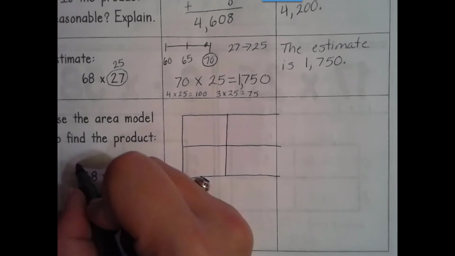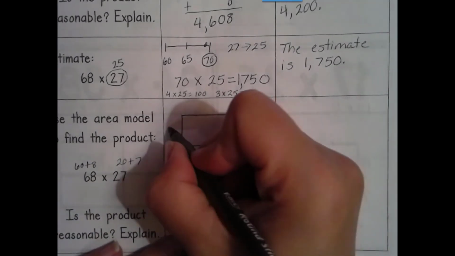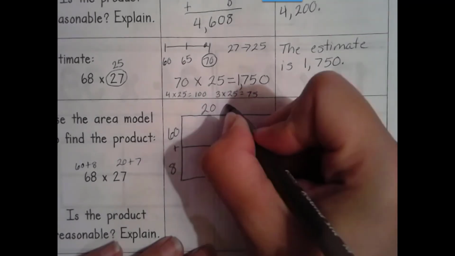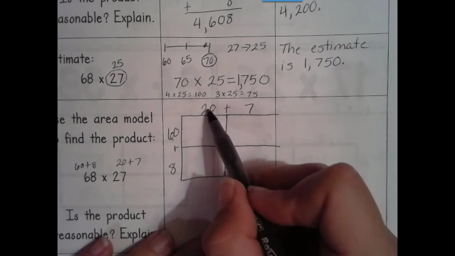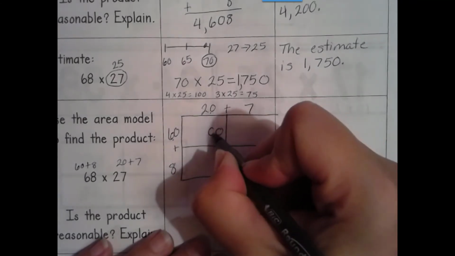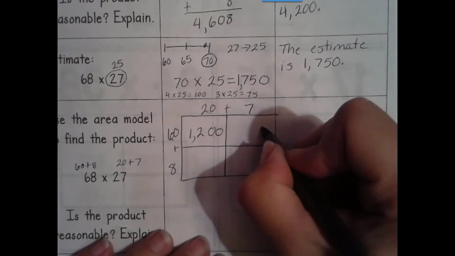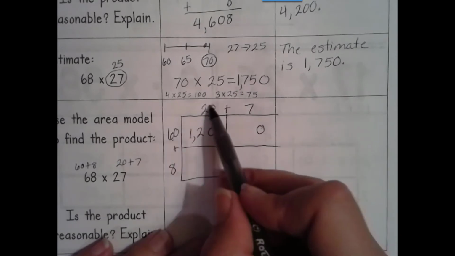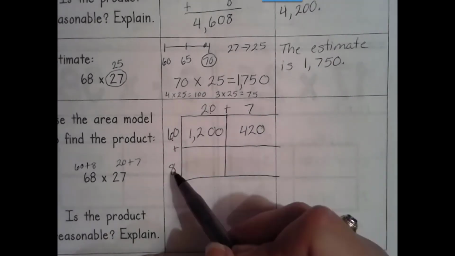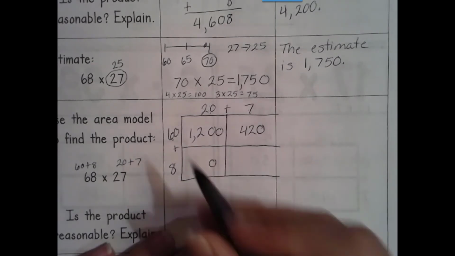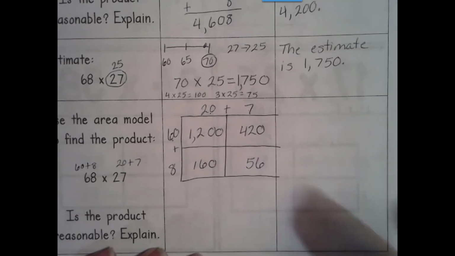All right, now let's get our area model down. We're going to break these apart into their expanded forms. 60 plus 8, 20 plus 7. So I'm going to do 60 groups of 20 first. 2 placeholders moves it over 2 places. 6 times 2 is 12. 1, 2, 3, comma. Then 60 times 7. Let's move it over a place. Those are your outside ones. So first, outside. 6 times 7 is 42. Then our inside, 8 groups of 20. Placeholder moves it over a place. 8 times 2 is 16. And the last, 8 times 7 is 56.